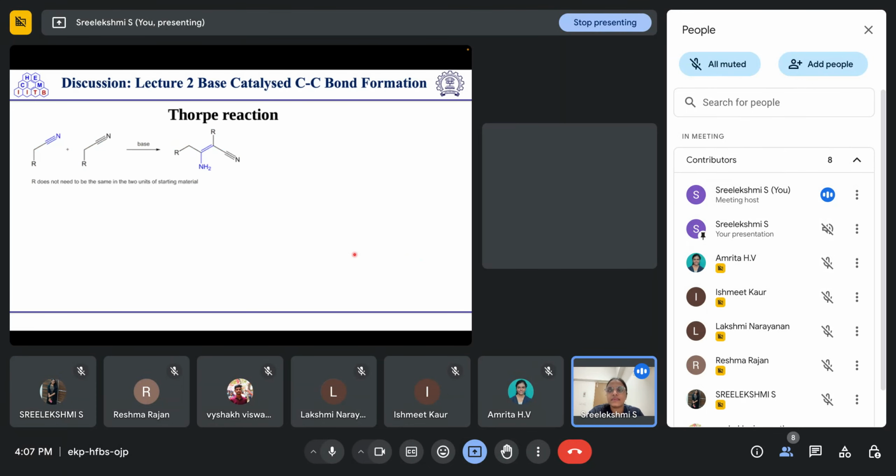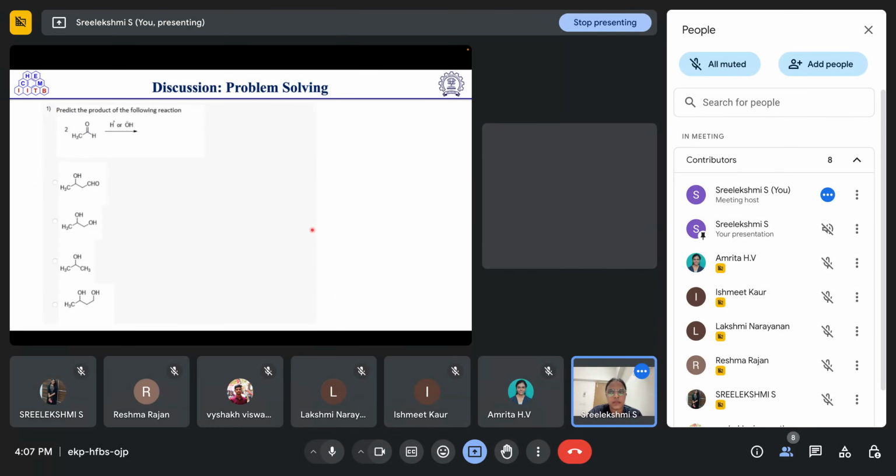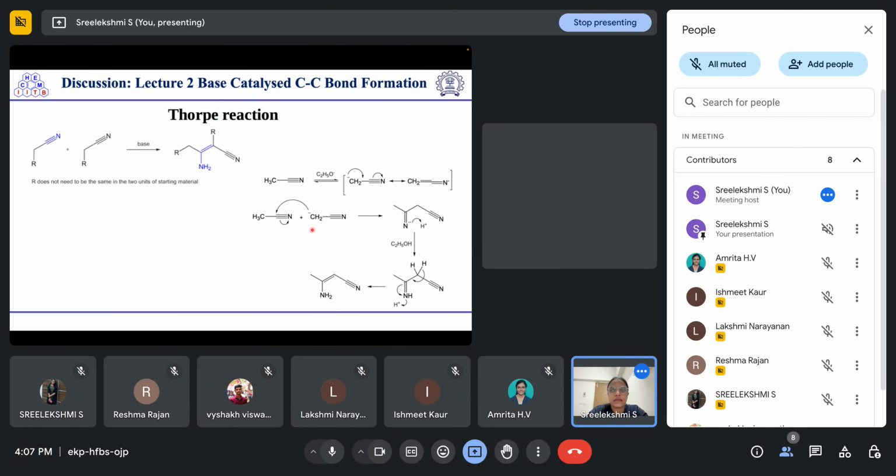Then the last reaction which we saw was this Thorpe reaction, where molecules of nitrile, that is, the functional group will be CN there, will undergo an aldol type of reaction. First the base will abstract a proton from this group, and then it will attack the second molecule, resulting in this kind of compound, which is known as the Thorpe reaction. So that was the basic idea about all the reactions which we have seen in lecture 1 and lecture 2. Now maybe we can move to some problem solving.